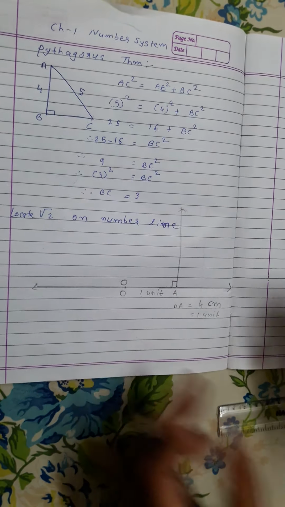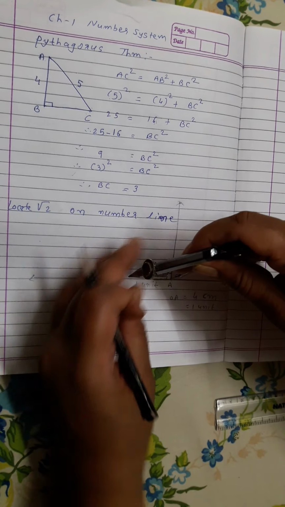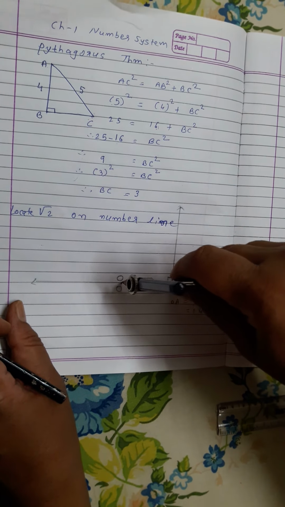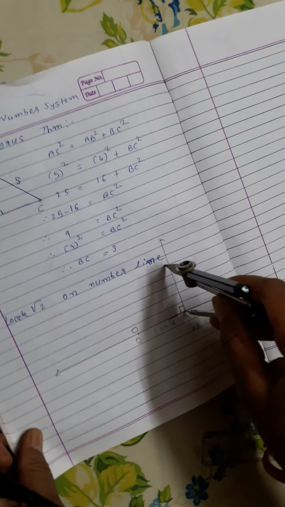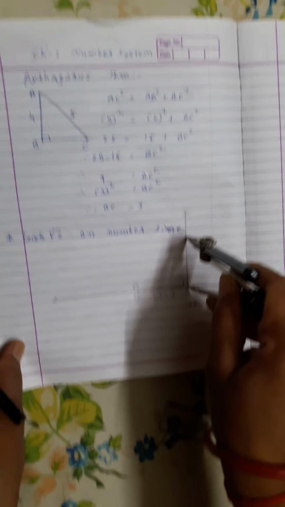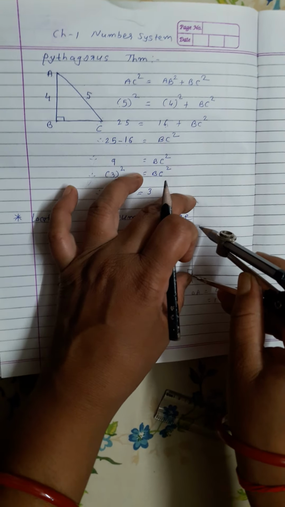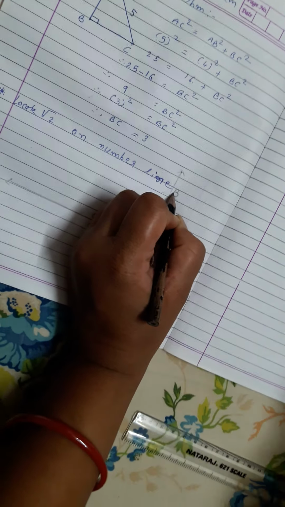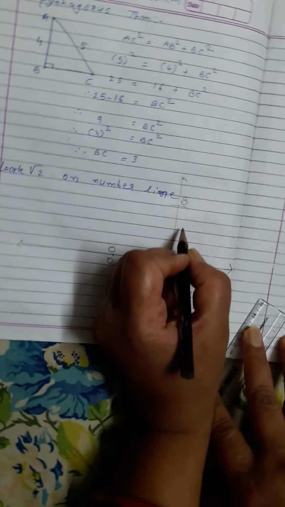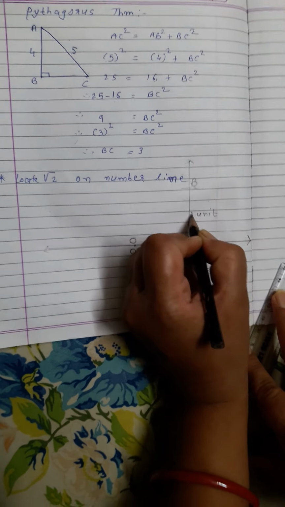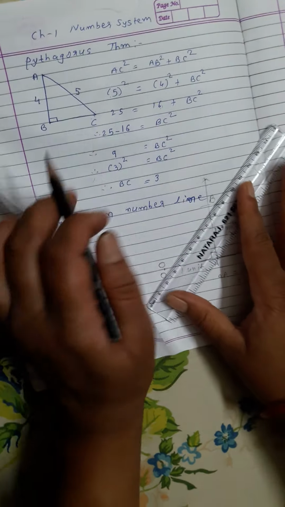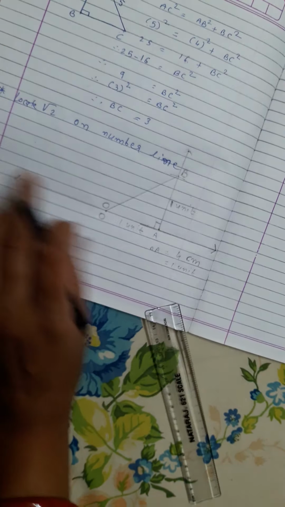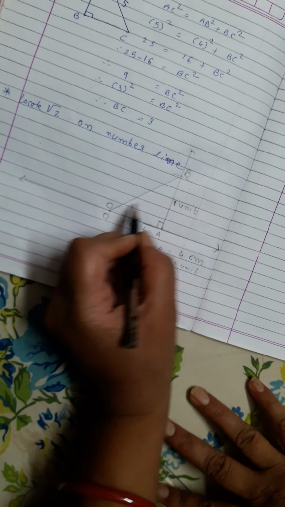Now this distance OA equals 4 centimeter. Again we take a 4 centimeter distance and draw the arc on this ray, and say this point is B. So this is also 1 unit. Now joining O and B, our question is, what is the length of OB?